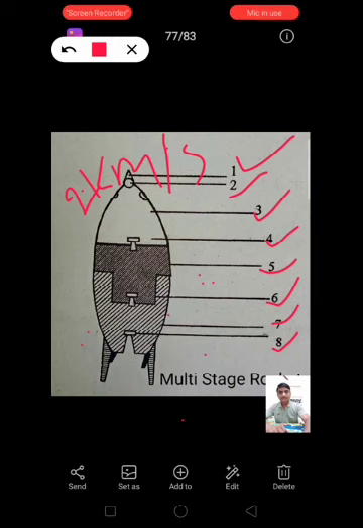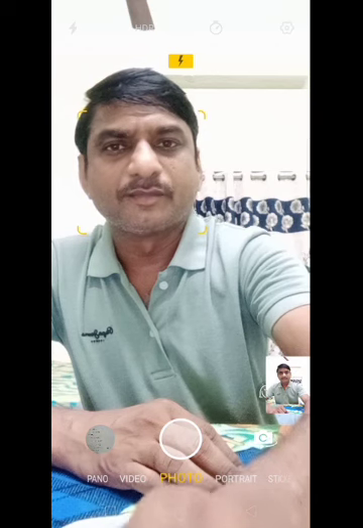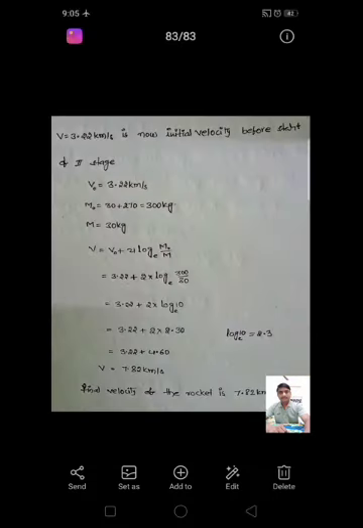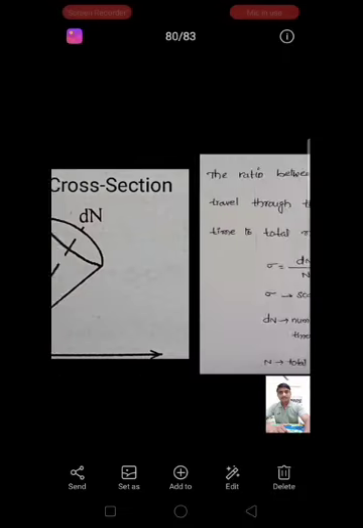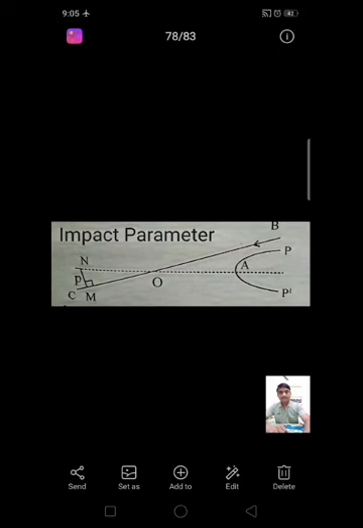Next, I am going to start the next concept: impact parameter.